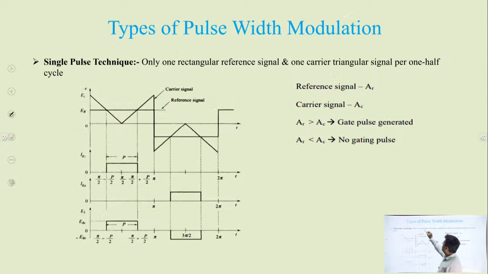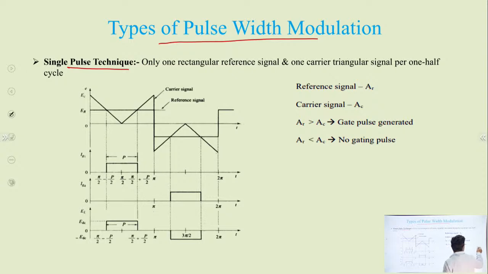Now we come to the types of pulse width modulation. Up to here we have discussed what pulse width modulation is, but there are different types of pulse width modulation that I have covered here. First, we are going to cover the single pulse technique. What is the single pulse technique?